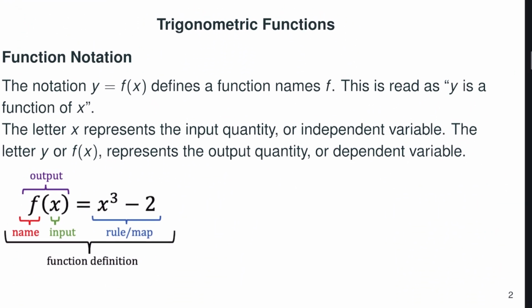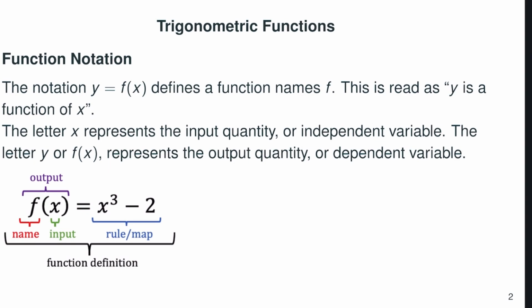So let's talk about function notation in general, and then we'll look at trig functions specifically. In function notation, y equals f of x defines a function named f. This reads "y is a function of x." This is general in any math class. The letter x represents the input quantity or independent variable, and the letter y represents the output quantity.